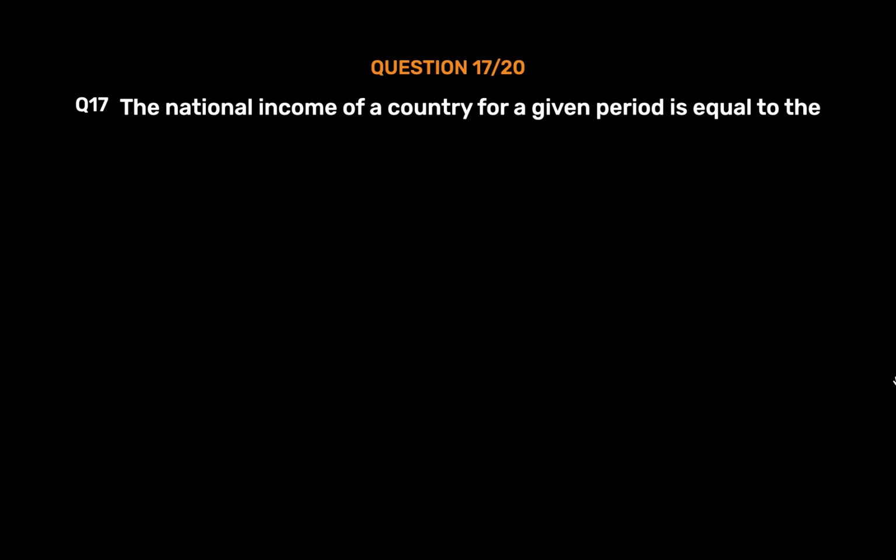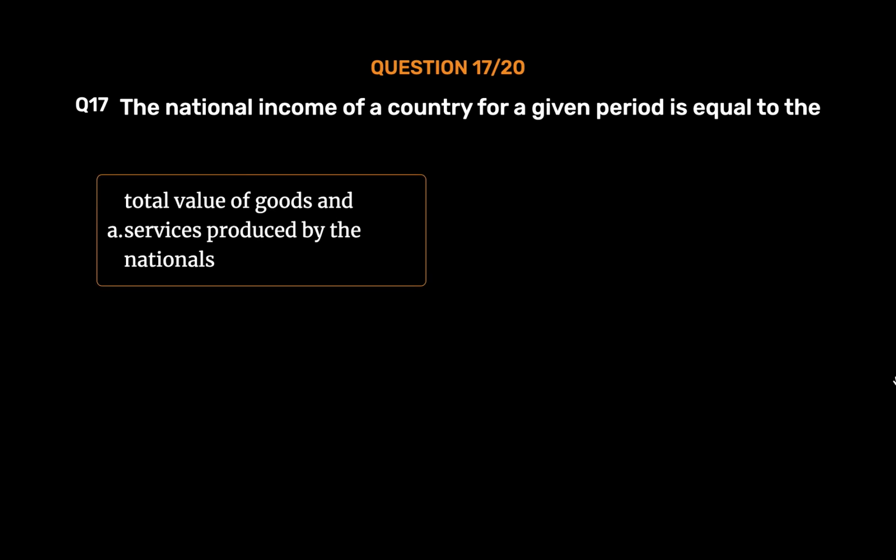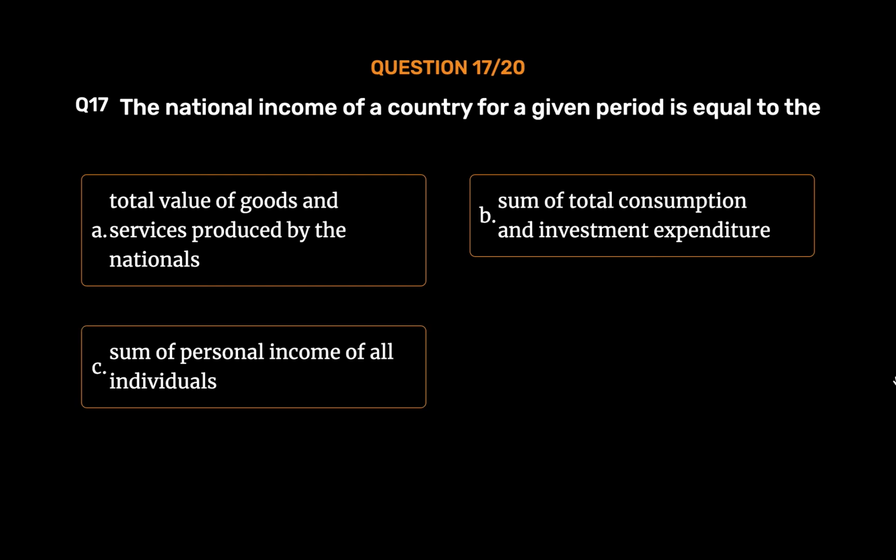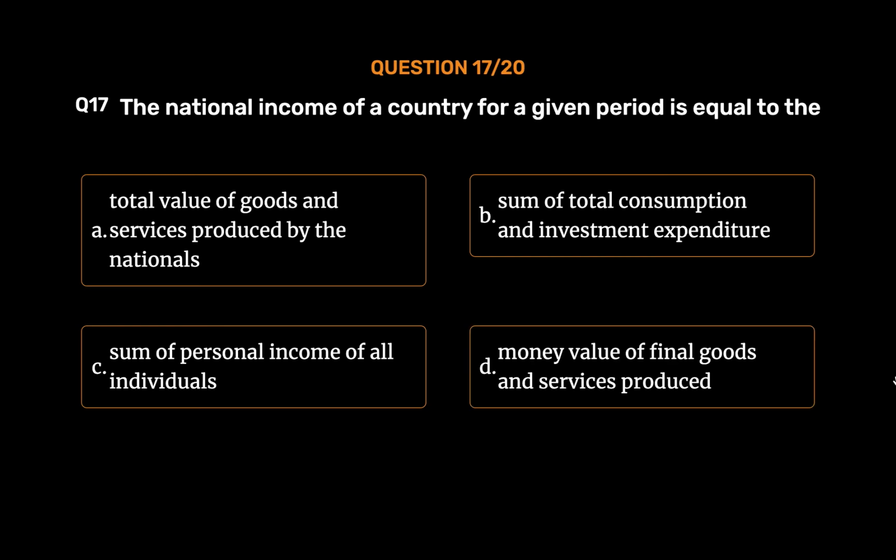Question number 17. The national income of a country for a given period is equal to the Option A. Total value of goods and services produced by the nationals. Option B. Sum of total consumption and investment expenditure. Option C. Sum of personal income of all individuals. Option D. Money value of final goods and services produced. The correct answer is Option D.